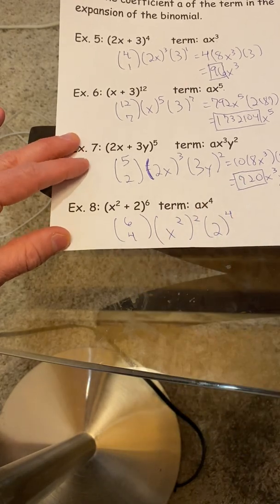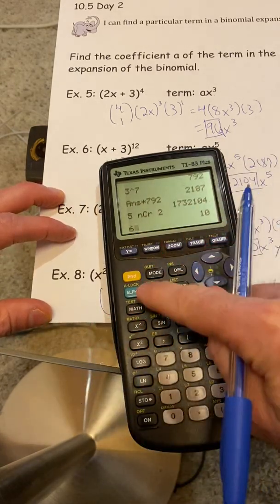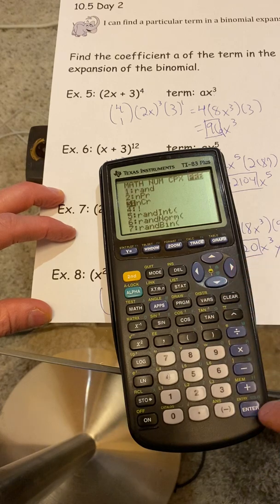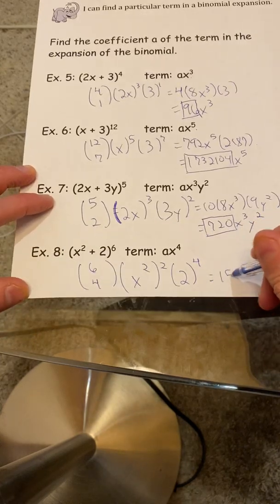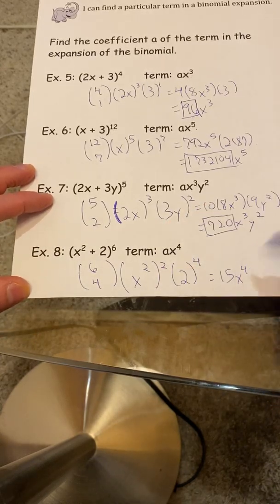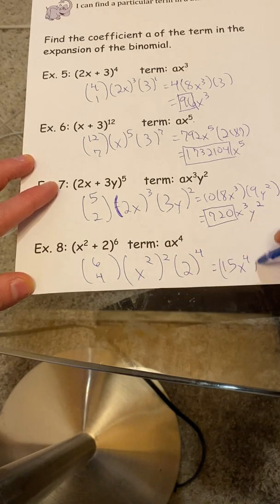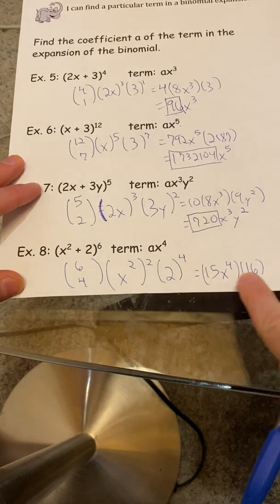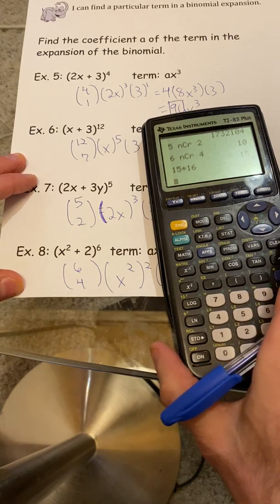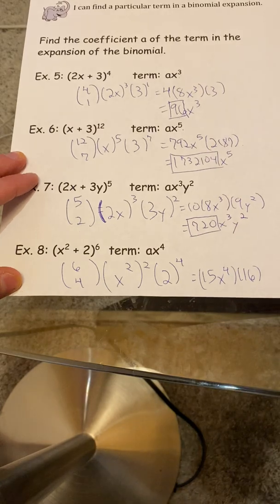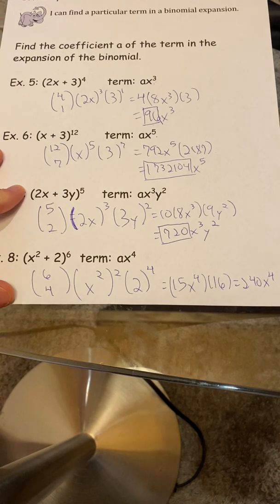And so now, as we enter this in, 6c4 is 15. And then x squared squared is x to the fourth. That's power to a power, you multiply. And then 2 to the fourth is 16. 15 times 16 is 240 x to the fourth.